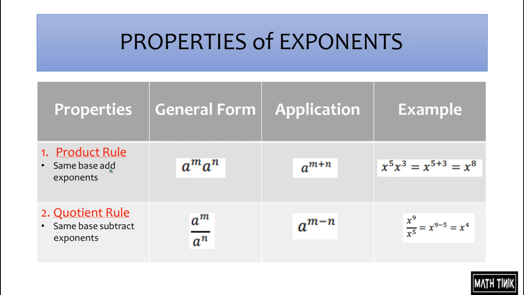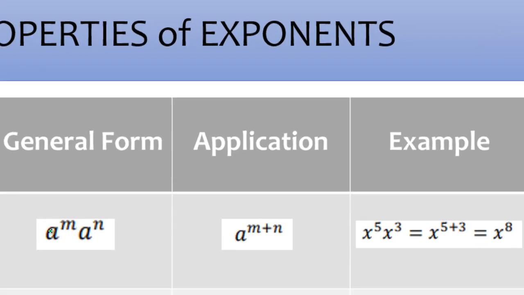It means same base, you have to add the exponents. So this is your base. The general form of the product rule is a raised to m times a raised to n. So it says that you have the same base, where in this case you have base a. Okay, if you have the same base, then what will happen to their exponents is that you will just add their exponents. So the application will be this one, a raised to the power of m plus n.